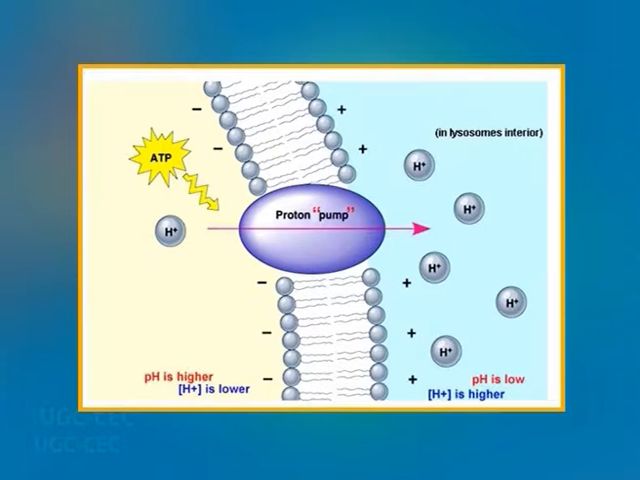The lysosome maintains this pH differential by pumping in protons, hydrogen ions, from the cytosol across the membrane via protein pumps and chloride ion channels. The lysosomal membrane protects the cytosol and therefore the rest of the cell from the degradative enzymes within the lysosome.